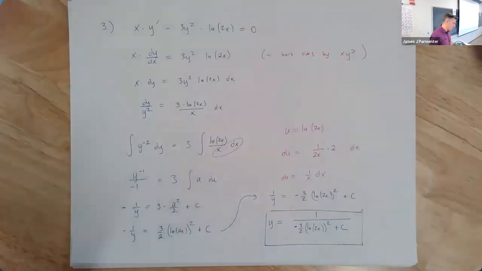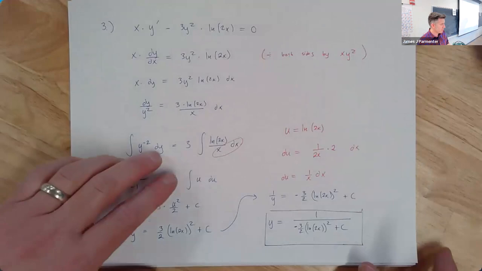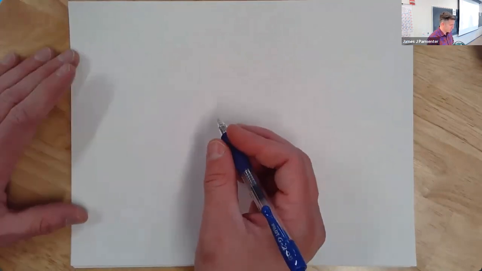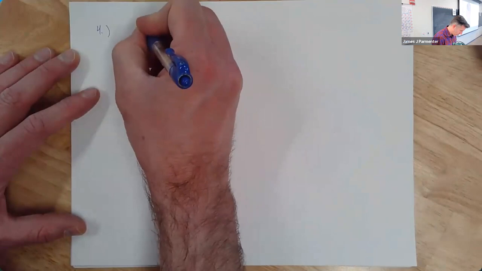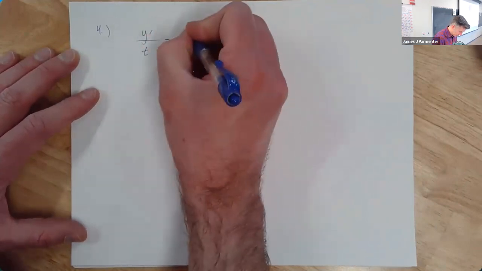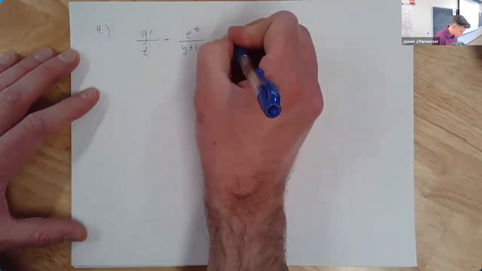Let's use a different variable. So oftentimes, instead of x, we'll use t, because a lot of these differential equations are supposed to be representative of like y as a function of time and how things are actually changing. So let's say we have the following differential equation. Then we've got y prime over t minus e to the t over y plus 1 equals 0.